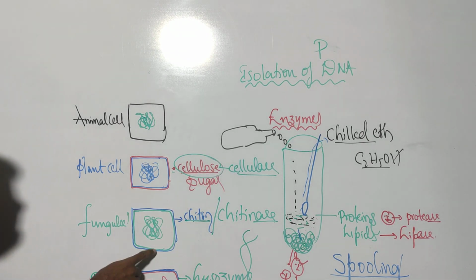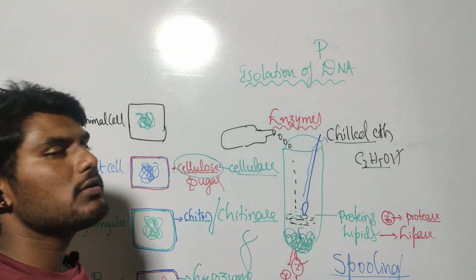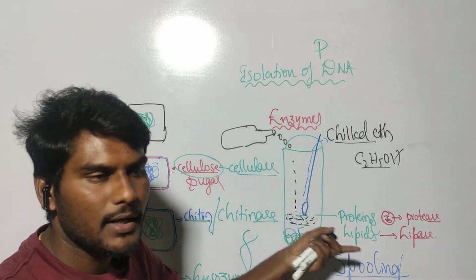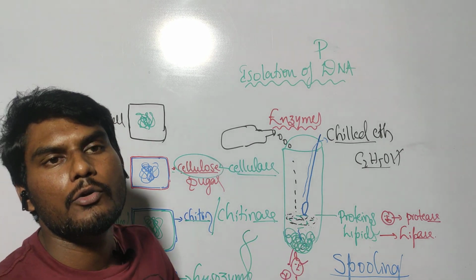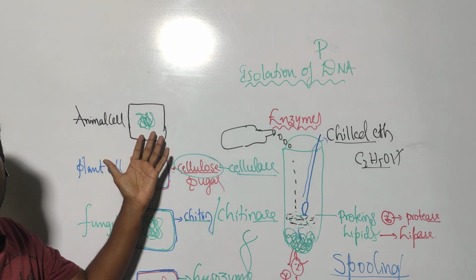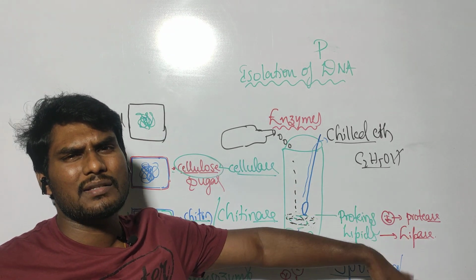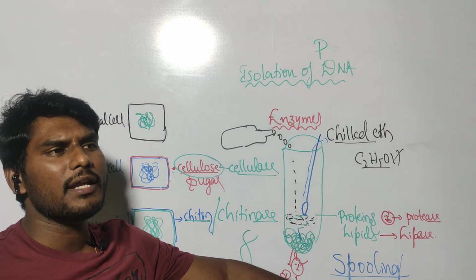Why? Because these three cells contain cell wall. Cellulose. If you add plant cell at that time to break that cell wall, cellulase. If you add fungal cell to break that, chitinase. If you add the bacterial cell, you have to add the lysozyme. For animal cell, there is no cell wall, so there is no need of adding that. Remaining all protease, lipase, RNase, etc. Everything is same. Process of taking of DNA, spooling.